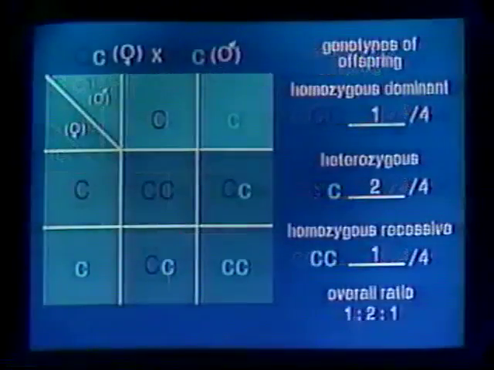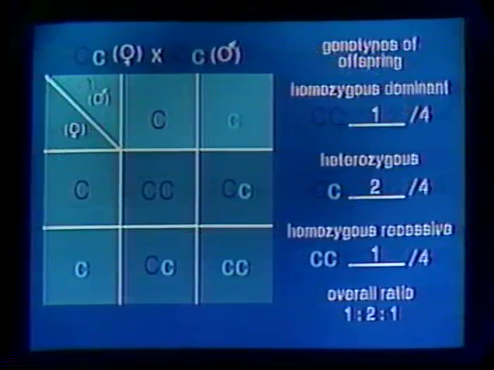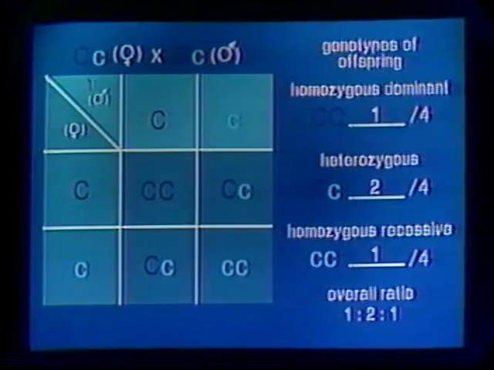Here is how the diagram and the list of genotypes should look when all the blanks are filled in. 1 out of 4 genotypes of the offspring is homozygous and carries both dominant genes. 2 out of 4 are heterozygous, like their parents, and carry one dominant and one recessive gene. And 1 out of 4 is homozygous and carries both recessive genes. The overall ratio of genotypes is the familiar 1 to 2 to 1.